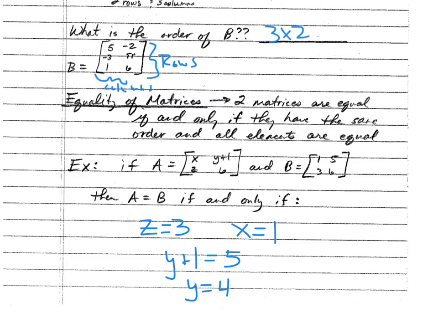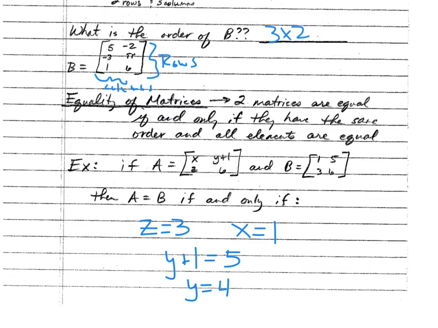So two matrices that are equal have the same order. These are 2 by 2 matrices, 2 rows, 2 columns, and the numbers inside of them are exactly the same.